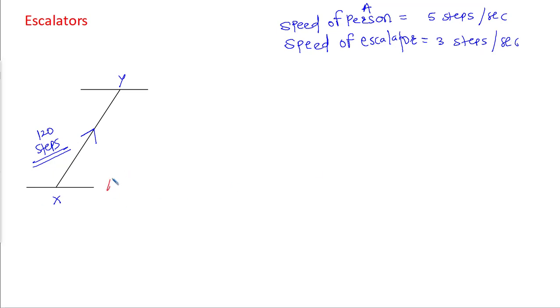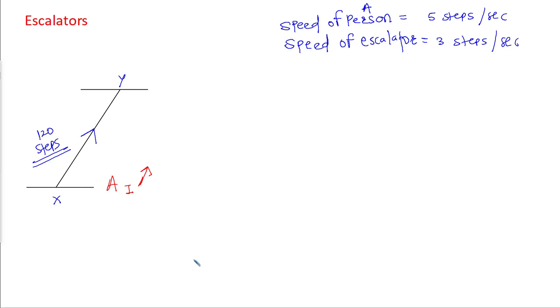In the first situation, A is supposed to travel from floor X to floor Y. So how much time does A require to travel from floor X to floor Y? While traveling, A will take steps with his own efforts also. It's not like A is going to stand on that escalator and the escalator will move ahead. No, that is not going to happen. Along with the escalator, A will also take steps by his own effort. And what is the speed of A? The speed of A is 5 steps per second.